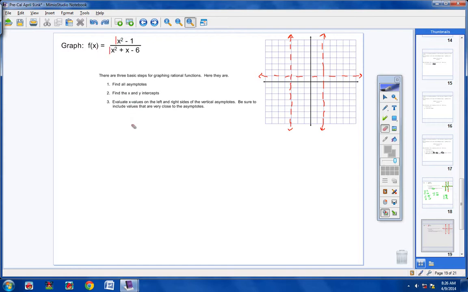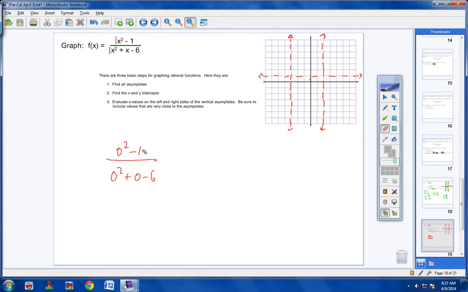Now let's find the y-intercepts. Everywhere there's an x, I'm going to put a 0. So 0 squared minus 1 over 0 squared plus 0 minus 6. Well, 0 squared minus 1 is negative 1. 0 plus 0 minus 6 is negative 6. Negative over negative is a positive. So I have a y-intercept at 1/6. Kind of weird, but that's where it is. So really small right there.